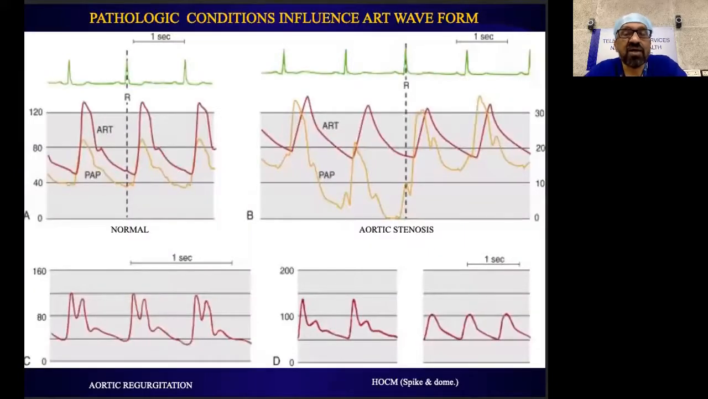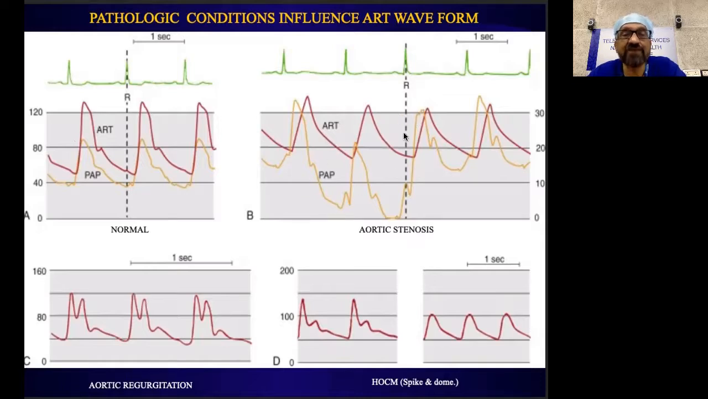These are the pathological conditions which influence the shape of the arterial pressure waveform. The first one, shown in the left upper quadrant, is the normal waveform. The arterial pressure scale is shown on the left side, whereas the pulmonary artery pressure scale is shown on the right side of the tracing. Here, in the normal situation, the upstroke of the pulmonary artery pressure and the arterial pressure waveform almost coincide with each other, which is not the case in aortic stenosis.